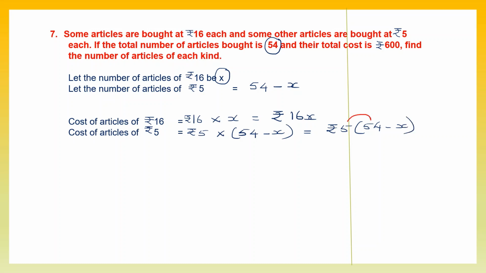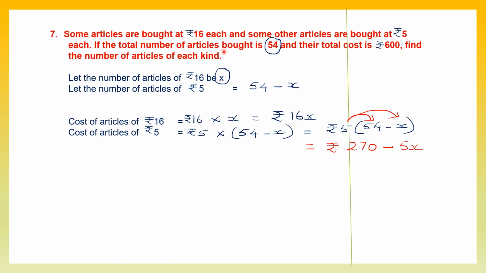So 5 into 54. Let's multiply 54 into 5. 5 fours are 20, carry 2. 5 fives are 25 plus 2, 27. So this part is 270 minus 5 into x, which is 5x. So this is the cost of the articles of 5 rupees.